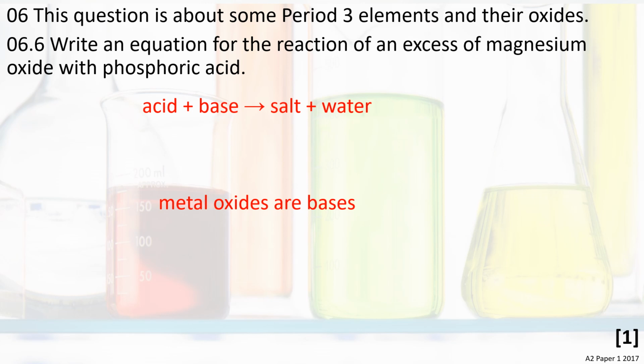The formula of the salt can be deduced by ensuring that the charge of the anions and cations cancel. Magnesium is in group 2, so it forms 2+ cations. The phosphate ion is PO4 3-. Finally, we have to ensure that the equation is balanced.